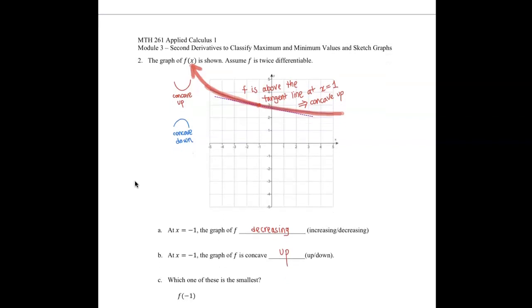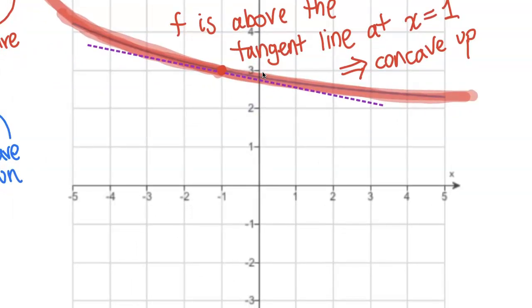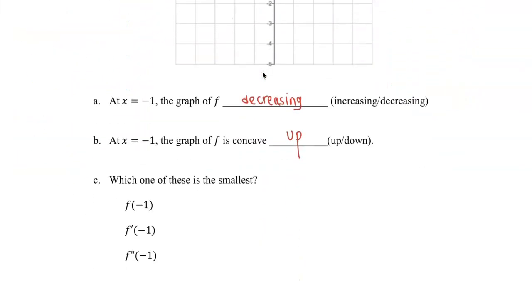All right, now they're asking which one of these is the smallest. First they're asking us f of -1. Well, this is asking for the function value. At -1, where is this function? I can see at -1 it's up at 3, right? So the function value f of -1 is 3. We know what that is. So I'm going to make a note of that: f of -1 is 3.